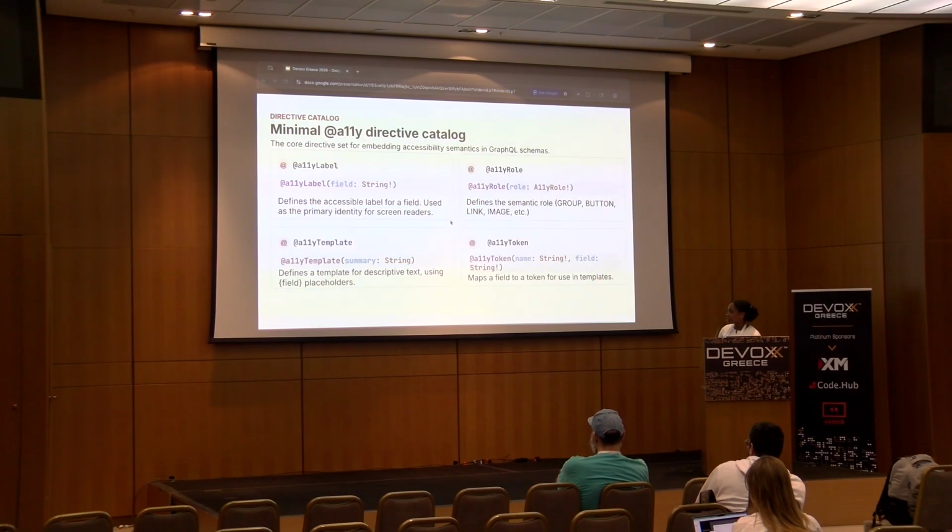And then the accessibility token maps a field to a token for you using your template, but it's also another way for you to increase flexibility and provide more information. So say if you have a prefix or a suffix, that I'll show in further slides.